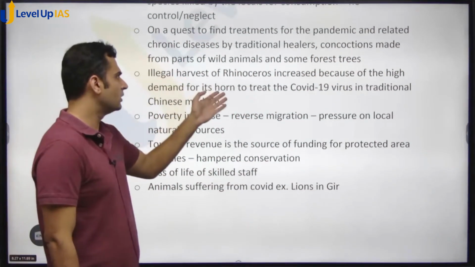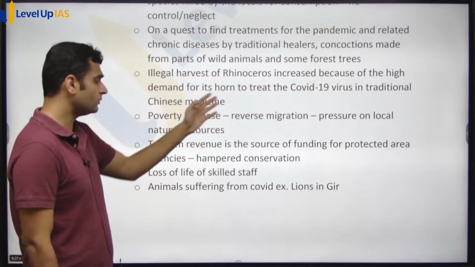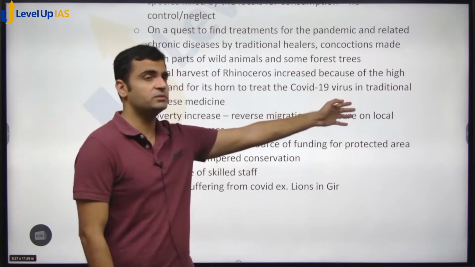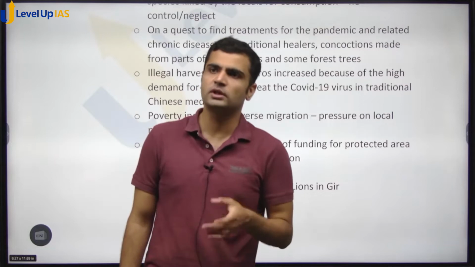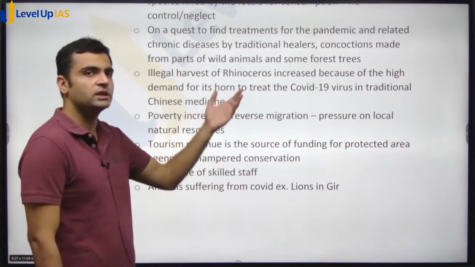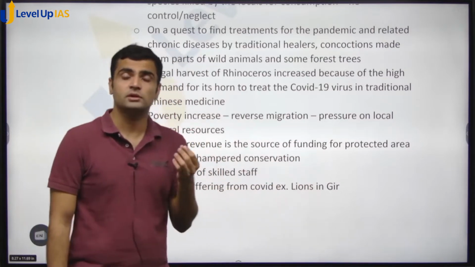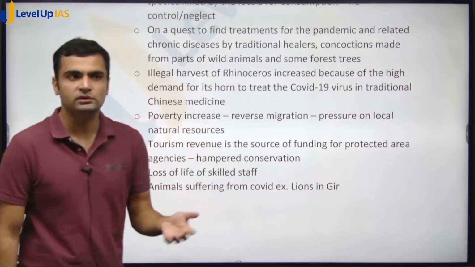Then illegal harvest of rhinoceros increased because of high demand for its horns for COVID-19 treatment in Chinese medicine. As you know, rhino horns are always in high demand, and rhino poaching is a real problem, especially in the state of Assam. In traditional Chinese medicine, rhino horns are considered highly beneficial. But in reality, they are just keratin.